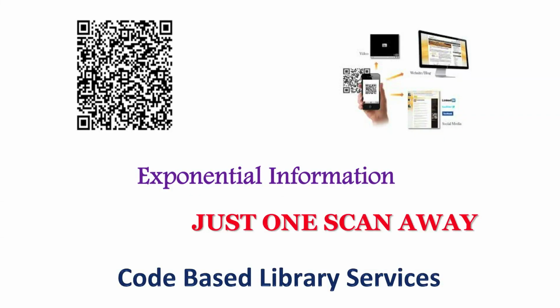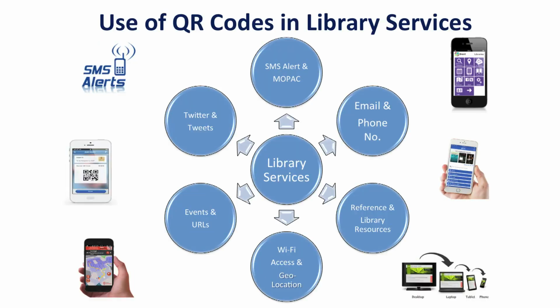When these codes are implemented in libraries, they are known as QR code based library services. These are basically just one scan away from exponential information. So, when we use these QR codes, as I mentioned earlier, for different purposes, what are the different services in which we can integrate these QR codes in the library context?